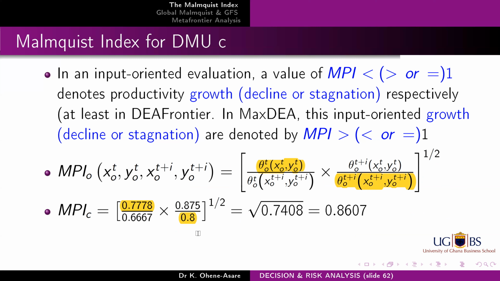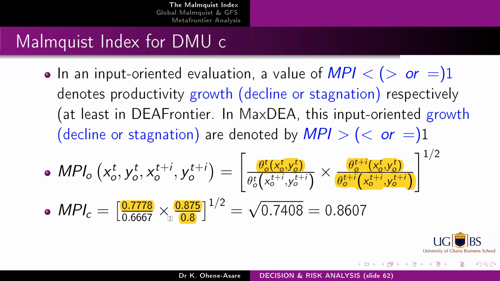And then the cross period, where you were calculating, and I'm doing the top one first, the cross period is C1 relative to frontier 2. That one was 0.875. You can check your results. And then finally, C2 relative to frontier 1, that one was 0.667.